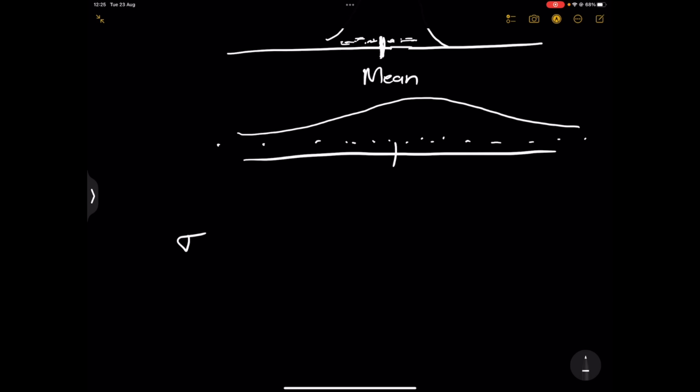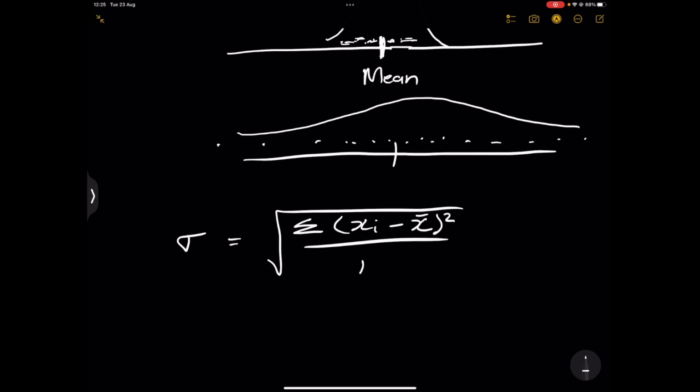Now, how do we measure standard deviation? We have a formula that we use, and it looks as follows. To get the standard deviation, you take the square root of the sum of the data value minus the mean, squared, to make up for the negatives, divided by n, which is the number of data points.